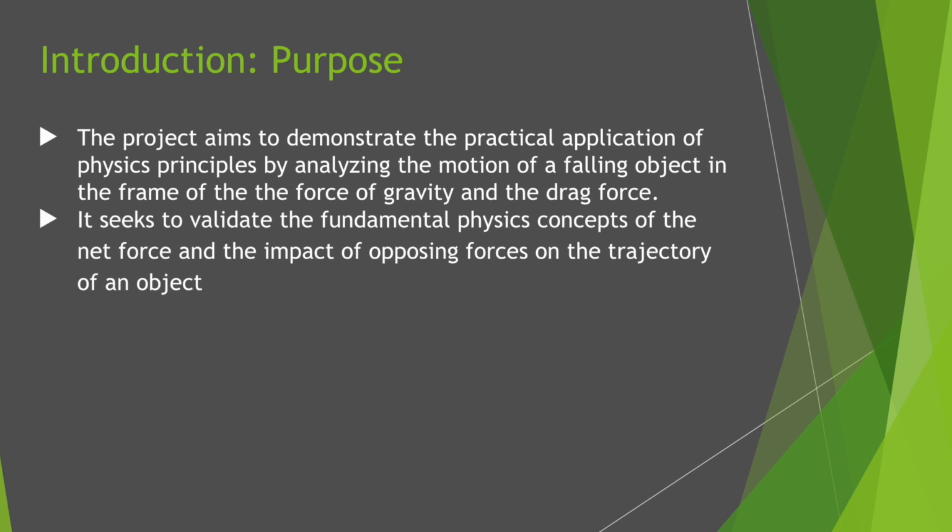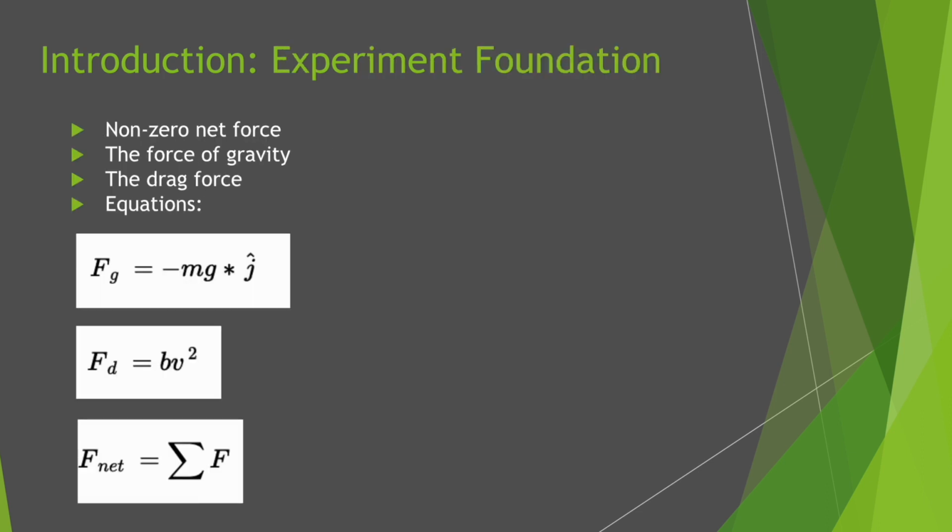We want to validate the fundamental physics concepts of the net force and the impact of opposing forces on the motion of an object. So the foundation is the non-zero net force, the force of gravity, and the drag force. So we're studying how when an object moves and there are different forces acting on it, how does the movement change?